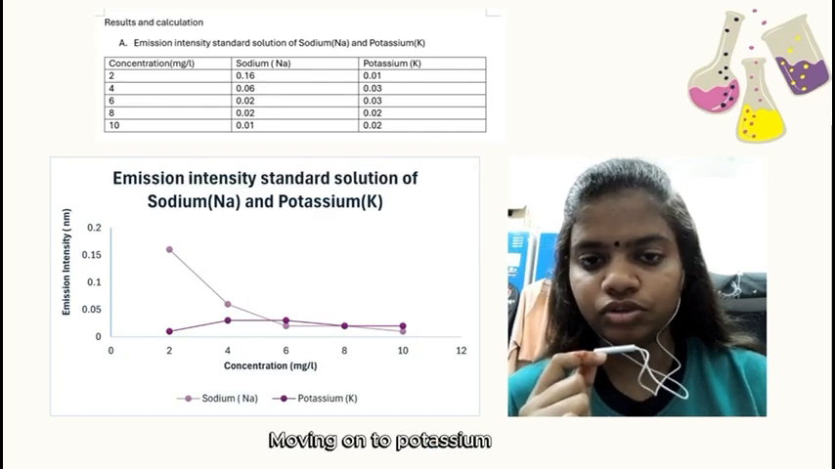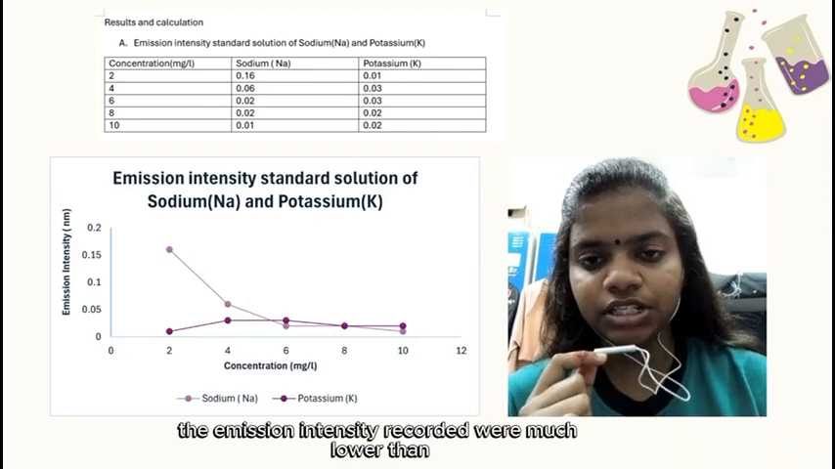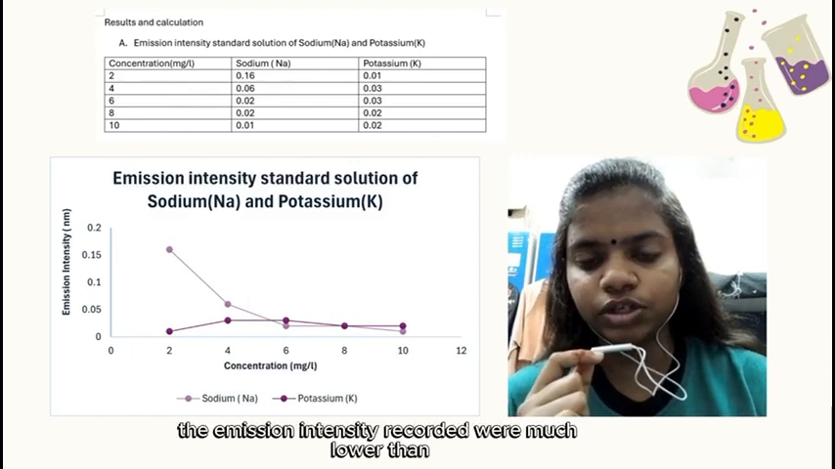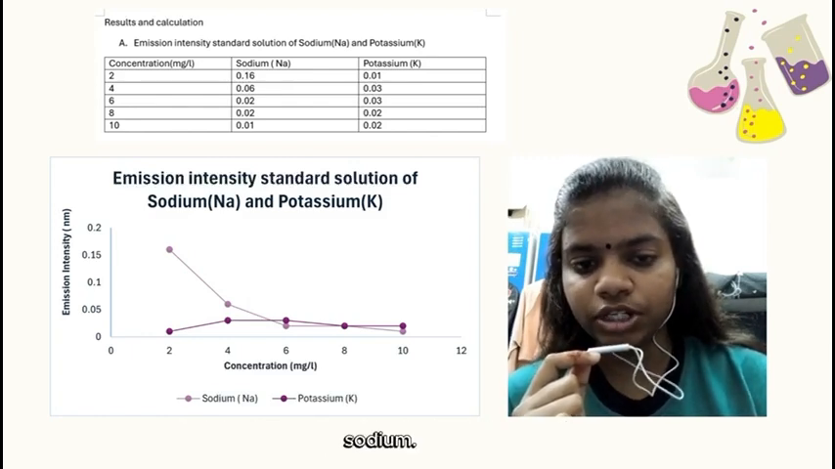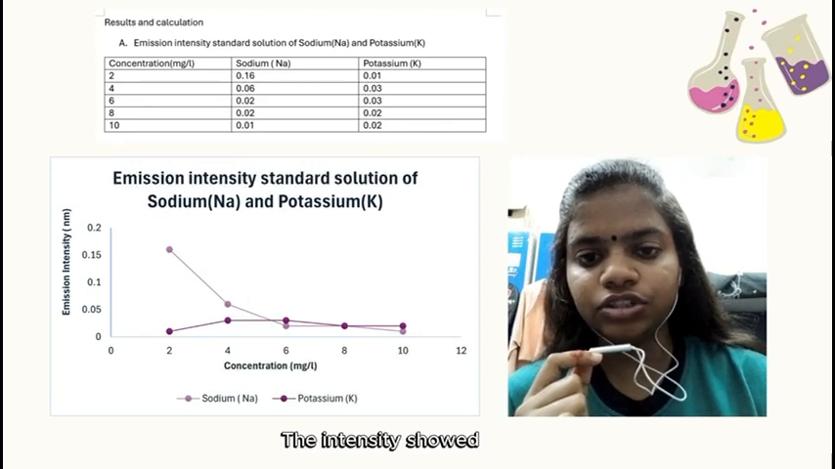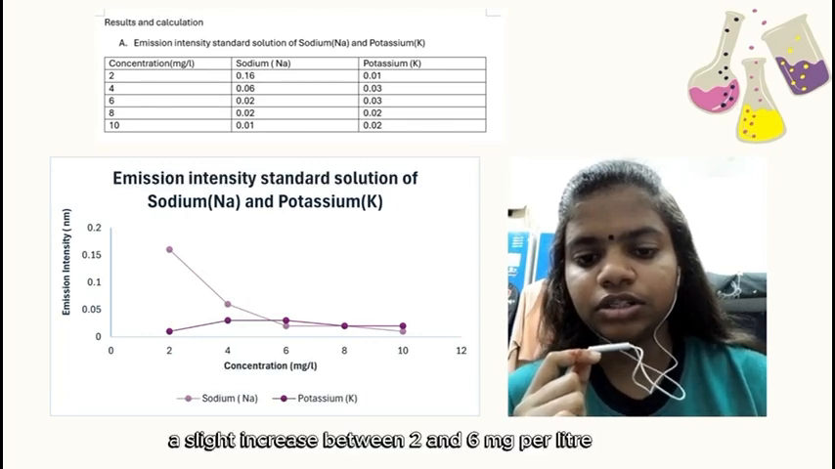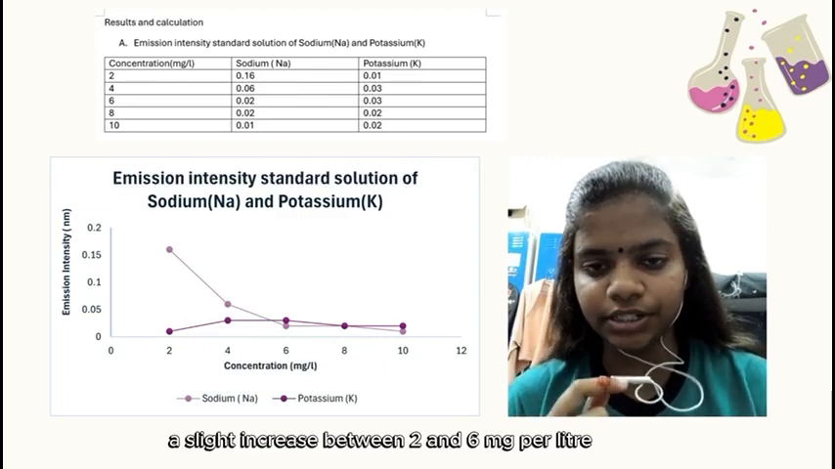Moving on to potassium, the emission intensities recorded were much lower than sodium. The intensity showed a slight increase between 2 and 6 mg per liter.